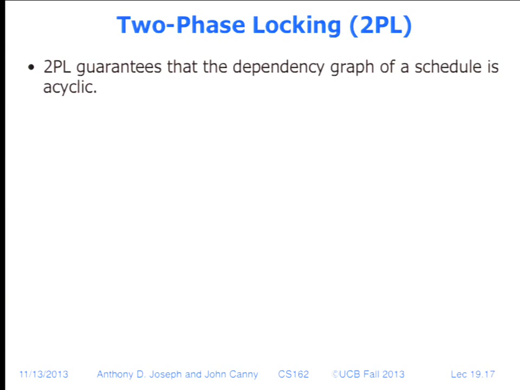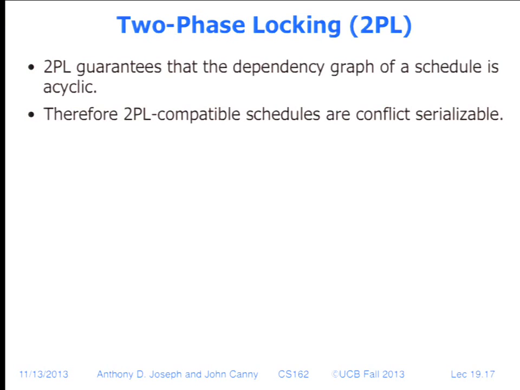So that simple constraint from the previous slide actually guarantees that the dependency graph is acyclic, and therefore that the schedule, the actual execution of operations that form part of the 2PL transactions, is going to be conflict serializable.